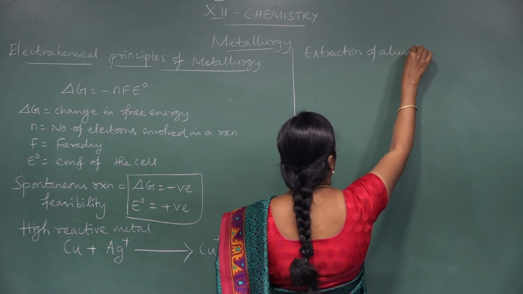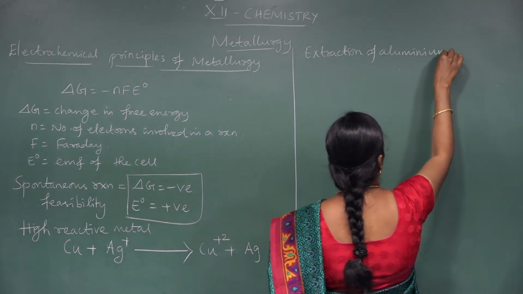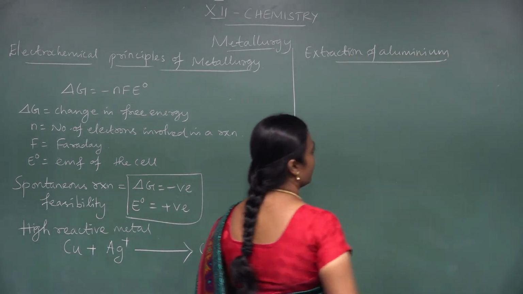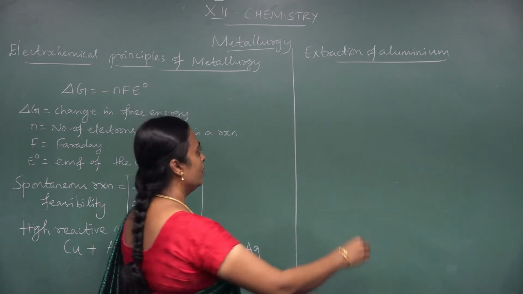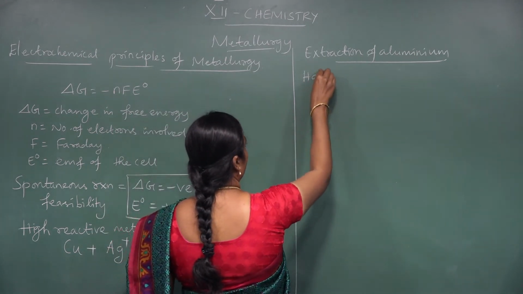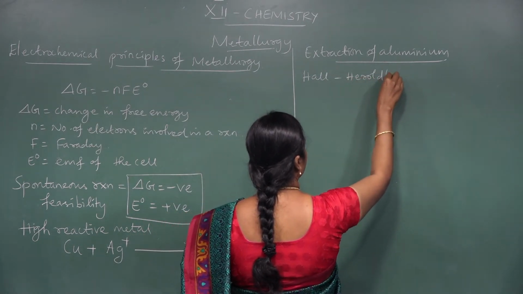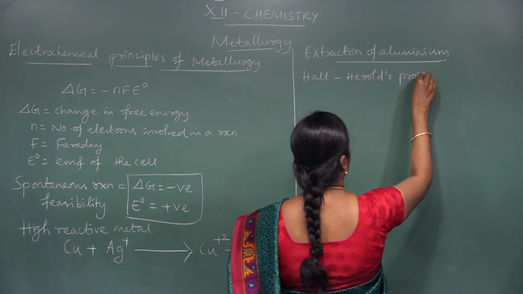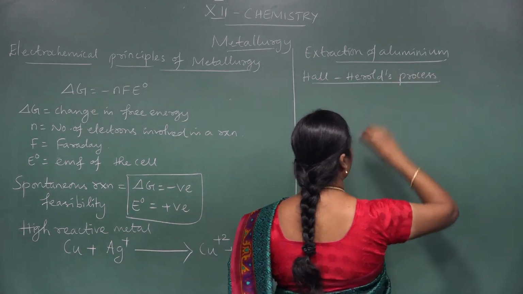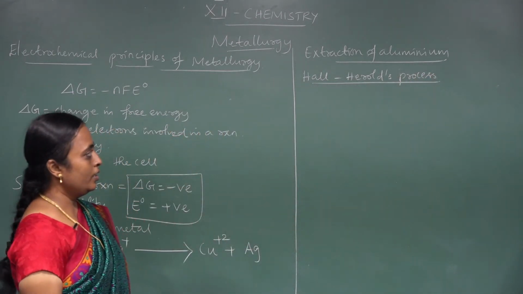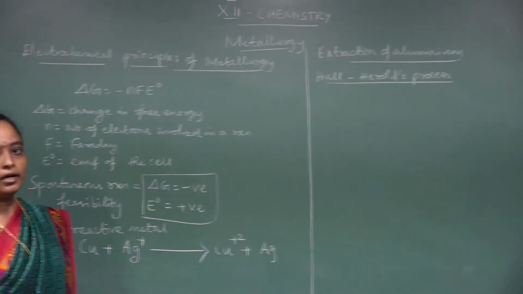So into that we can apply what is the reaction taking place. Okay, extraction of aluminium we know can be done by the Hall-Héroult process. Generally we can name it as Hall's process. Okay, how can you explain this extraction of aluminium?